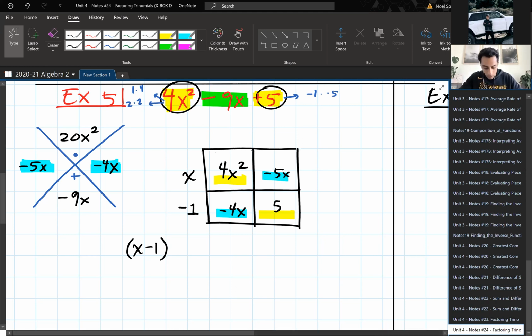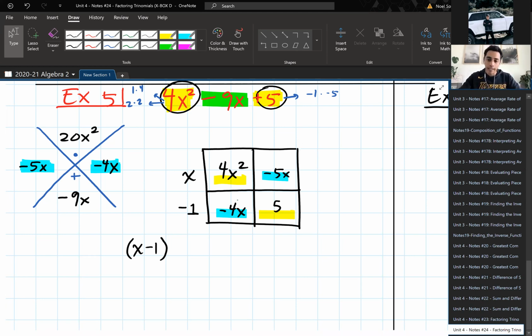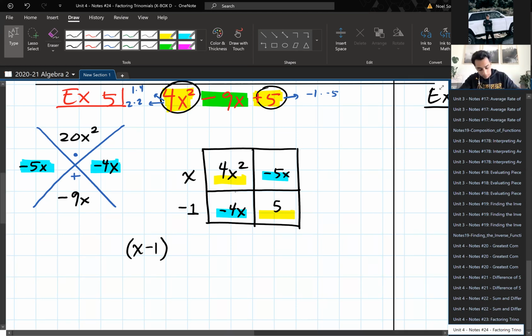Now we look at the column. All right, look at the column, 4x squared, negative 4x. My leading term is 4x squared. It's a positive leading term, okay? So I don't need to factor out a negative this time, all right? But they both can be divided by 4, and they both have x in common. So the GCF between both of these will just be 4x.